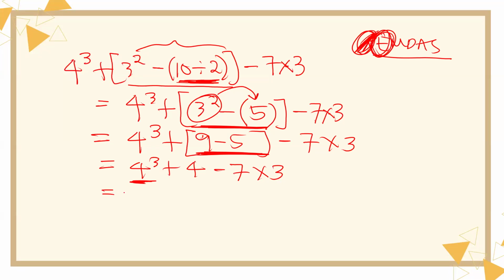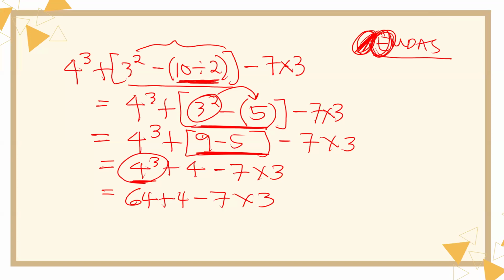4 times 4 times 4. Very good. That's 64, right? Check our previous video on exponential expressions so that you can refresh on how to solve exponential expressions, right? How to operate them and evaluate them. Okay, then we copy the rest of the equation. 4 minus 7 times 3.